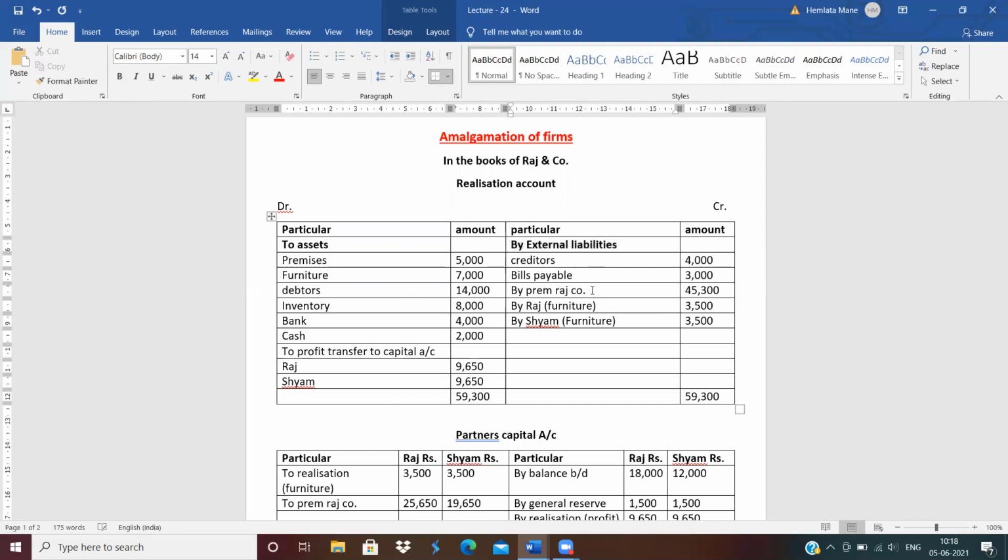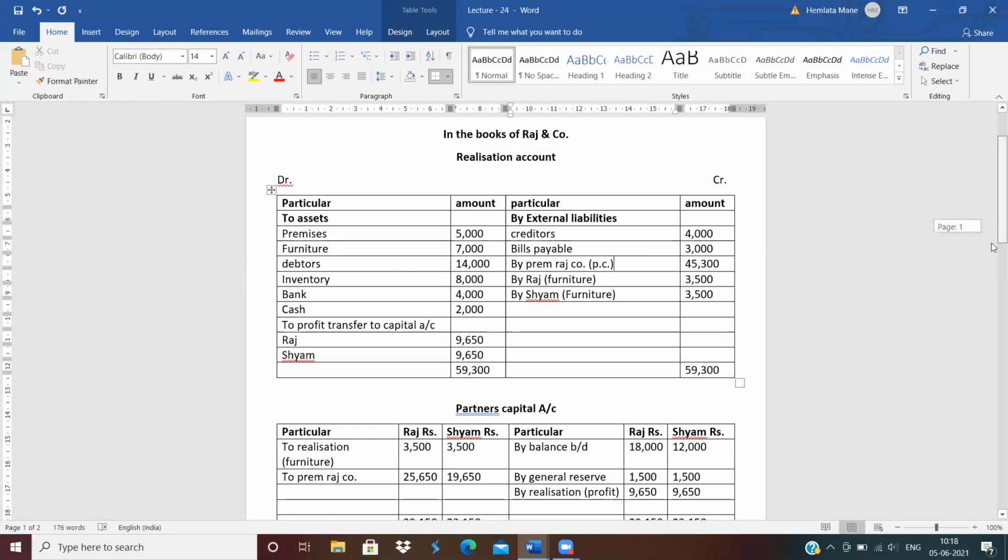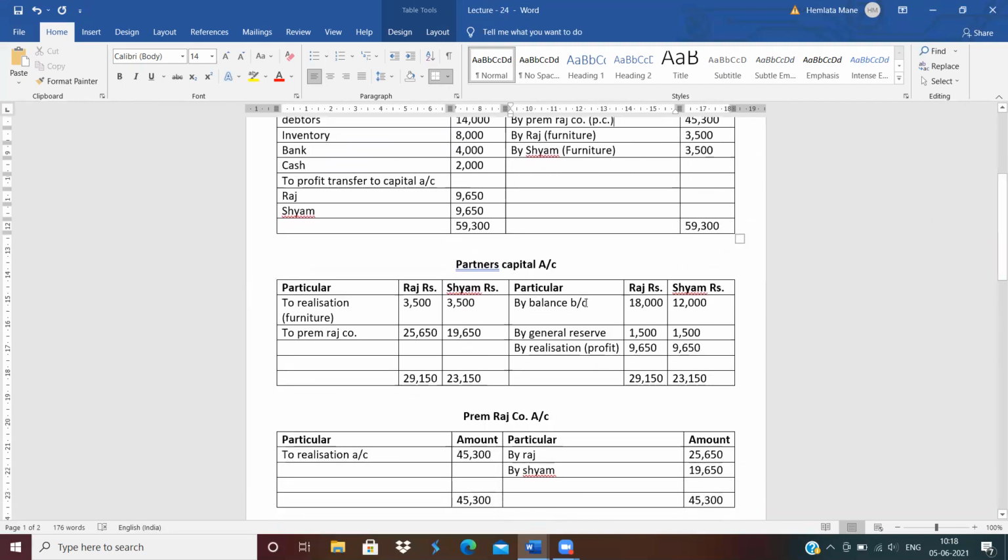What is this? This is the purchase consideration, PC, with the corresponding effect in the new firm. Next, the furniture was not taken over by the new firm, so the furniture is distributed between the partners. Next, write down the opening balance of the capital account. Here general reserve is given, so general reserve is distributed between the two partners. Here the corresponding effect of furniture is given.